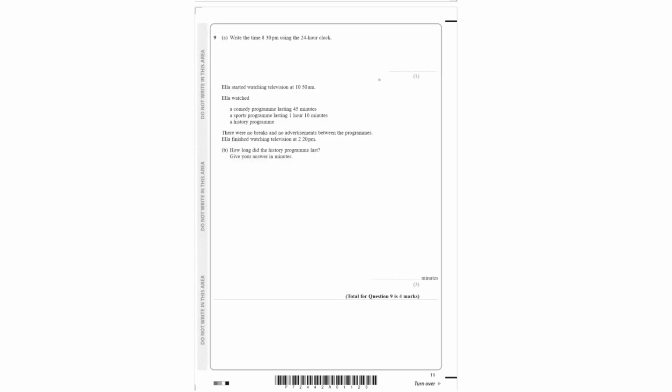Question 9. Write the time 8:30 using a 24-hour clock. We can see that it's PM, so PM is simply 12 plus whatever hour, so 8 plus 12 is 20, and we write the 30, so it's 20:30.